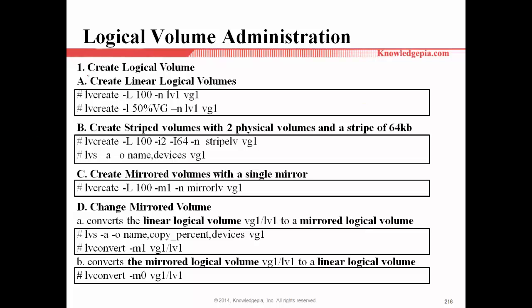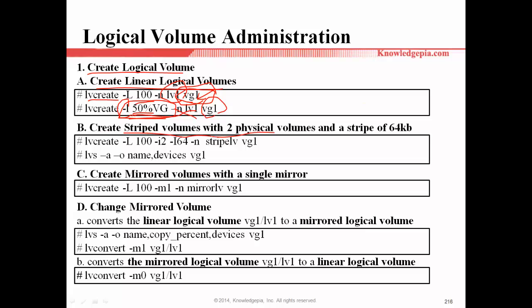Logical volume administration. So create a logical volume at first. Creating a linear volume is the default, so it's very simple. lvcreate with volume size 100 megabytes and the name LV1 from the volume group. When we create this kind of logical volume, we have to define the exact volume group. Also, we can define the size using a percent, so -l 50%VG. From VG1, 50% of the size will be allocated to this logical volume.